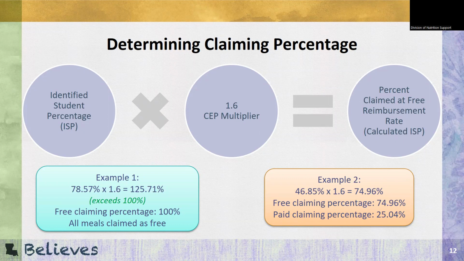In example 2, an SFA with an ISP of 46.85% multiplied by the CEP multiplier of 1.6 equals a claiming percentage of 74.96%. So this SFA will claim 74.96% of their meals as free and the remaining 25.04% as paid.